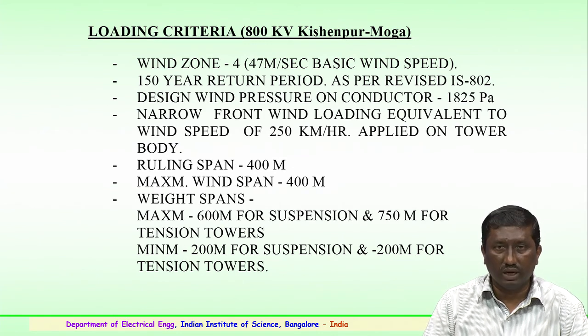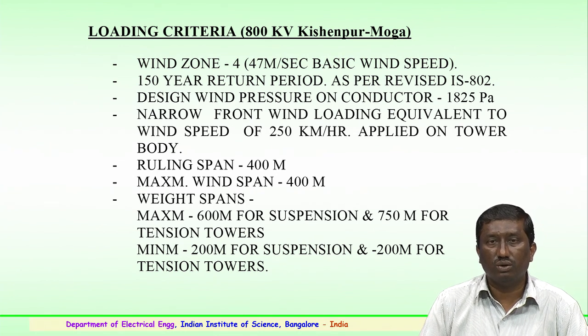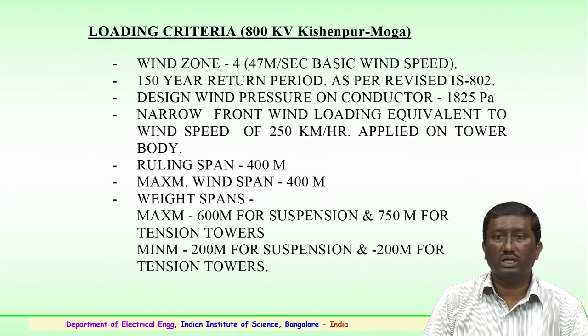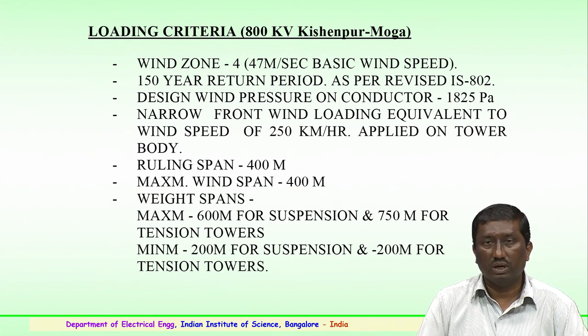So, loading criteria: how the mechanical loading aspects were considered. Important was the wind zone. A basic wind speed of 47 meters per second was considered, and this data was obtained over a period of 150 years as per the revised Indian Standard 802. The design wind pressure on conductors was considered for various types of loading, and a wind speed of 250 kilometers per hour was applied on the tower body.